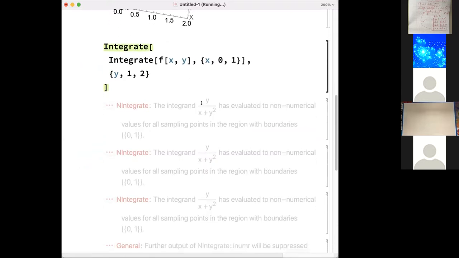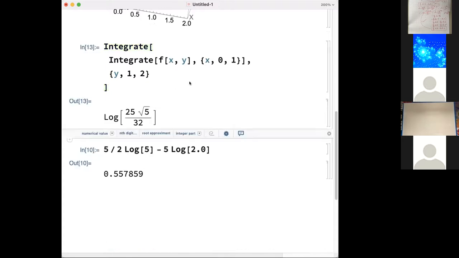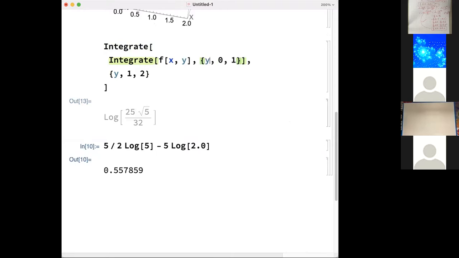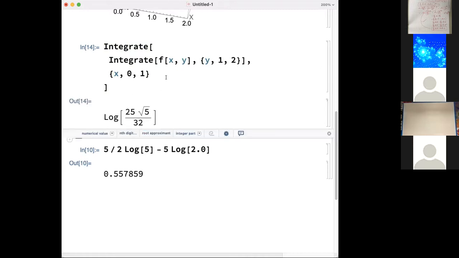But my first question is, would I have been faster to do the integration in the other order, either as a human or as a computer? So let me change the integration order. Let me change this from y equals 1 to y equals 2. And let me change this from x equals 0 to x equals 1. Mathematica is still thinking about it, but it still comes up with the same answer.